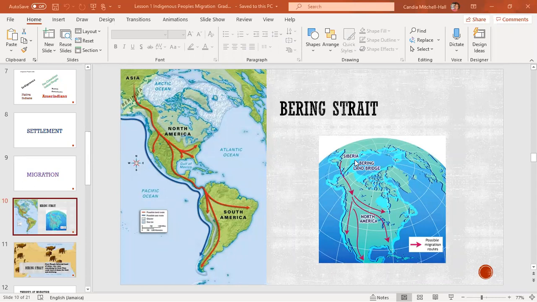Now, ladies, the people that lived within Siberia were called the Mongolians. So there are some history books that will say Siberia, some will say Mongolia, because the name of the place is synonymous to the name of the people. All right? So Mongolia.